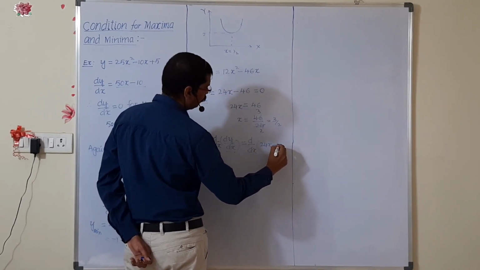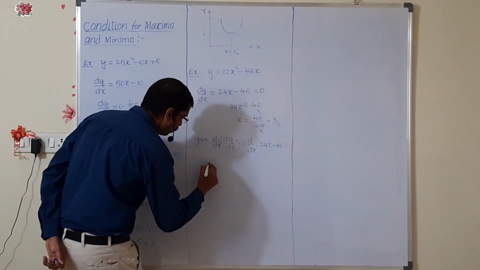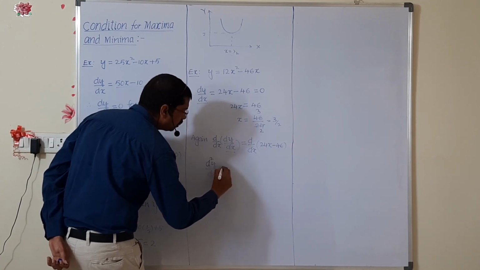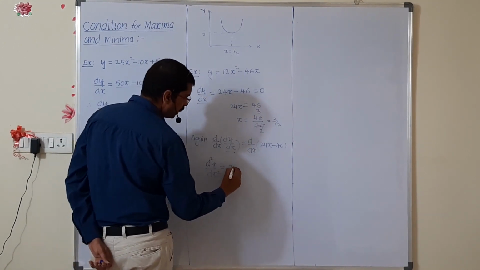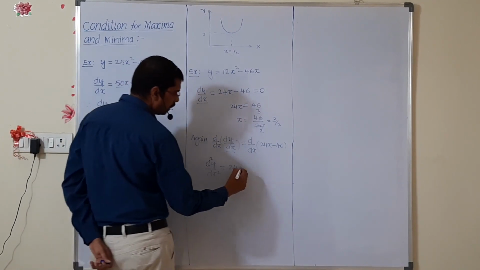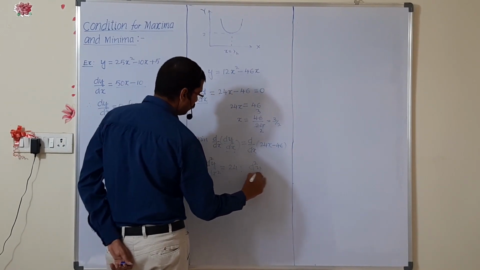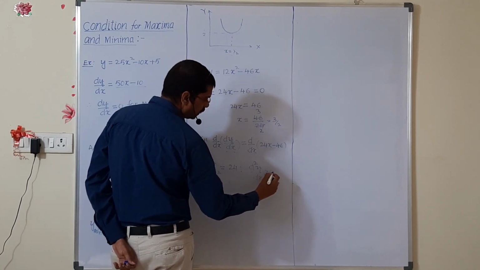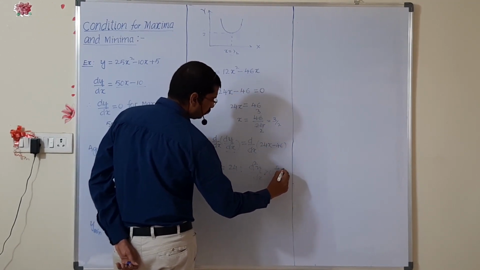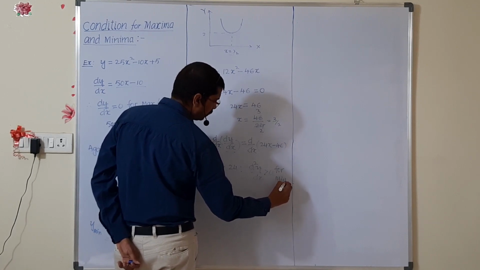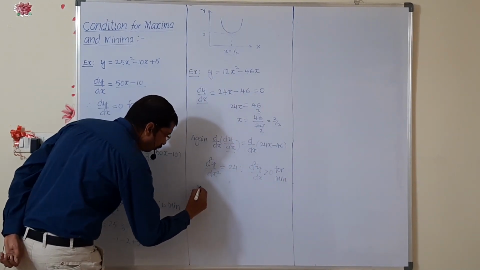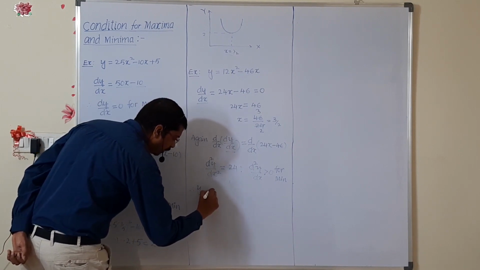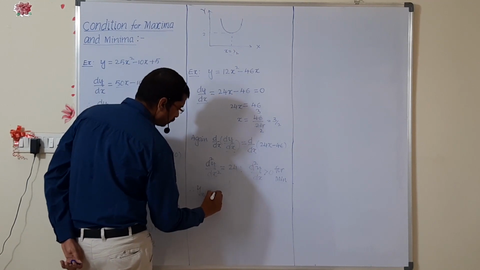24x minus 46. Now d square y upon dx square is equal to, what is the value? We will get 24. That means d square y upon dx square is greater than 0. Greater than 0 means what? This is the condition for a minimum. Therefore y is a minimum. We have to write minimum, and in this, substitute the x value.